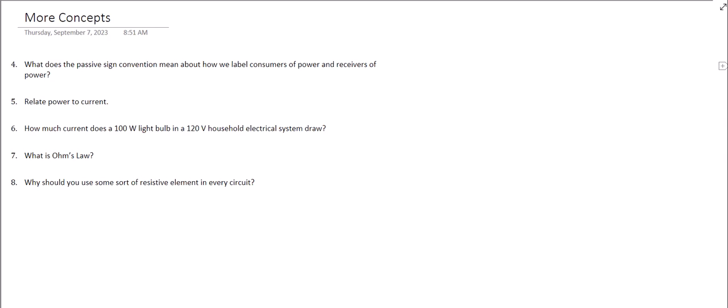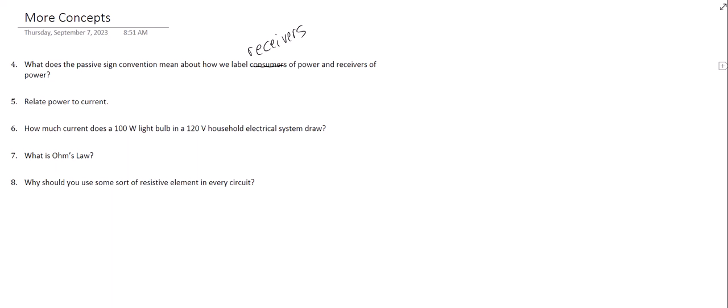Okay. What does the passive sign convention mean about how we label consumers of power? I've used this worksheet before and I've never noticed this, but I should have said receivers of power and suppliers of power, because receivers and consumers are the same. And here's how we do it in electrical engineering.